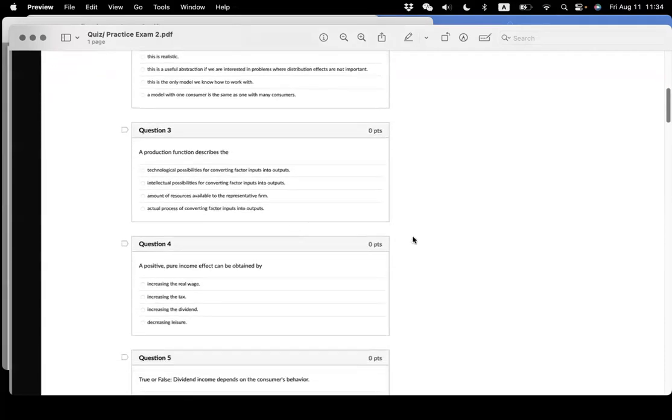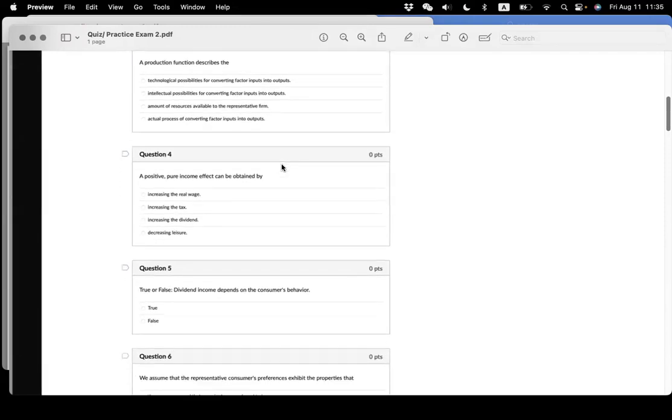Now, question 3. A production function describes a technological possibility for converting factor inputs into output. In this class, usually what are the factor inputs? They include physical capital and labor. This is for a modern economy, right? In an agricultural economy, sometimes we also need land. But regarding a modern economy, usually land is considered part of capital.